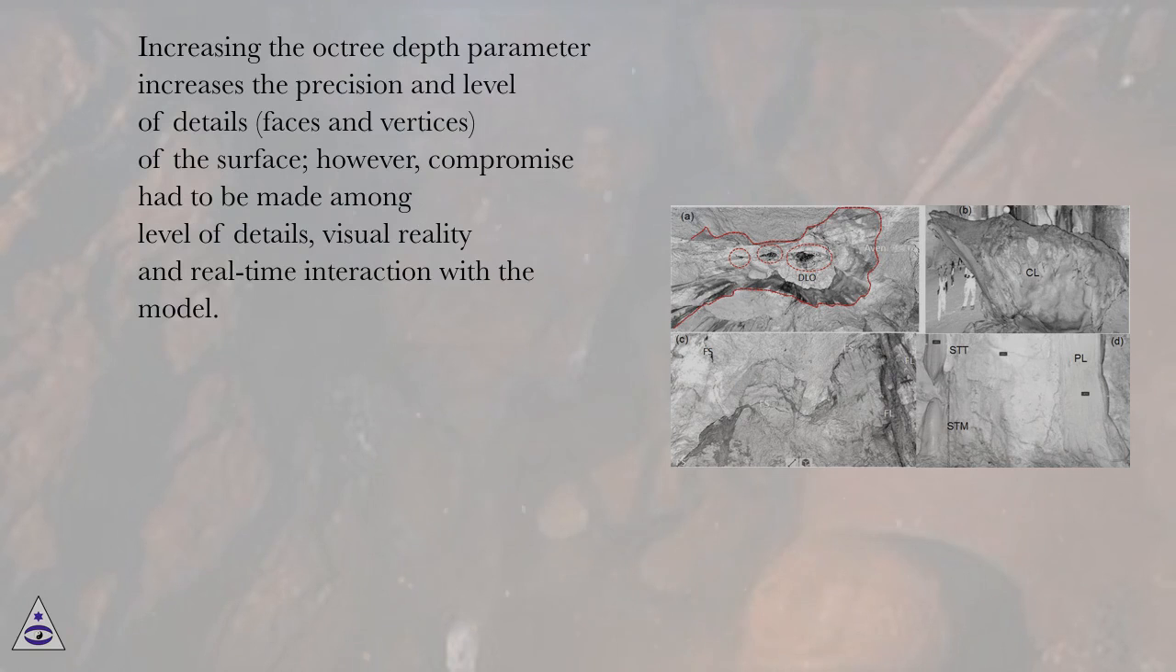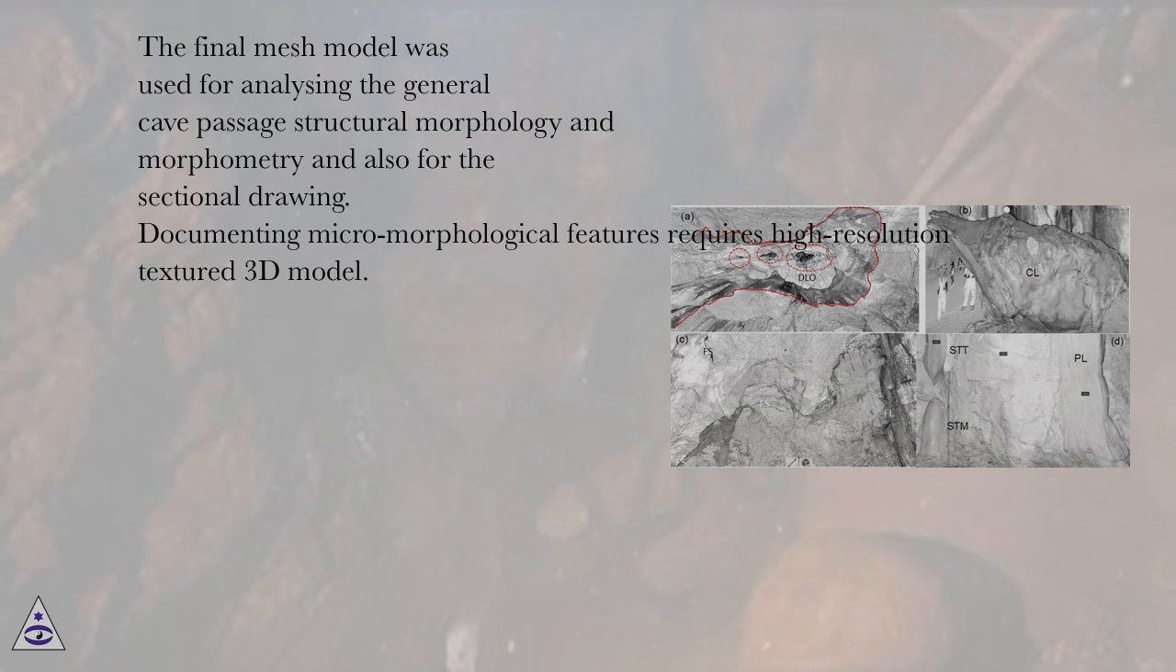Increasing the octree depth parameter increases the precision and level of detail, faces and vertices, of the surface. However, a compromise had to be made among level of detail, visual reality and real-time interaction with the model. The final mesh model was used for analyzing the general cave passage structural morphology and morphometry and also for the sectional drawing. Documenting micro-morphological features requires a high-resolution textured 3D model.